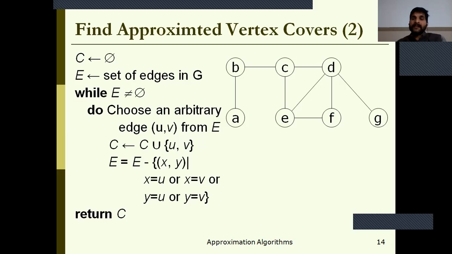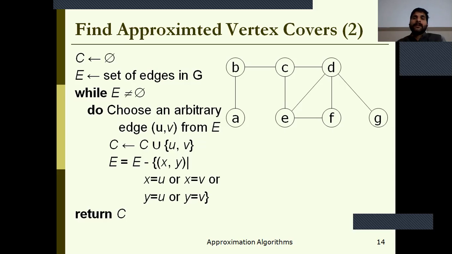The graph is given with vertices B, C, D, A, E, F, G. C is equal to phi. Initialize C equal to phi; we have not chosen any vertex. E is the set of edges of G. Now, until E becomes empty, choose an arbitrary edge (u, v) from E and C equals C union {u, v}. All vertices are included when we initialize C, and E minus the covered edges. The covered edges are subtracted, and the vertices that become covered are subtracted from the graph.